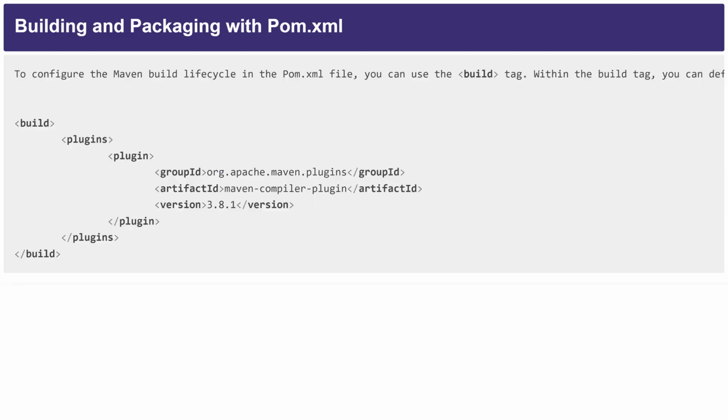To configure the Maven build lifecycle in the pom.xml file, you can use the build tag. Within the build tag, you can define various phases and goals for the lifecycle. For example, to configure the compiler plugin, add the following code within the plugins tag: plugin, group ID org.apache.maven.plugins, artifact ID maven-compiler-plugin, version 3.8.1, end version, end plugin. Replace the values with the actual group ID, artifact ID, and version of the plugin you want to configure.